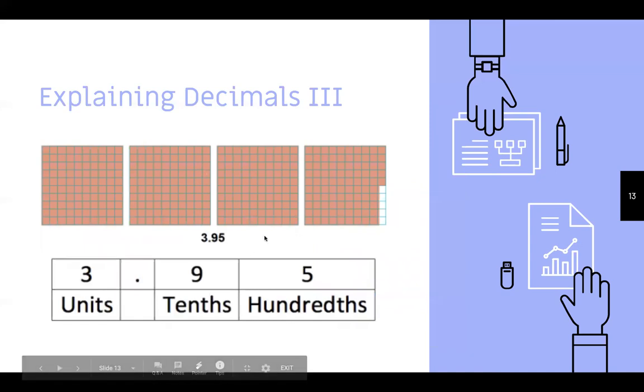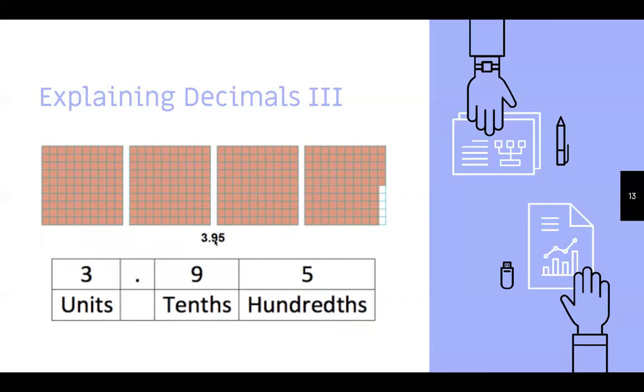So let's do it with a bit bigger number. We have 3.95. Well, we have 3 whole squares shaded. Now we have to deal with the 0.95. Let's just go by columns, because that's what they did. They shaded 9 columns, which is 90 squares, because that 9 in the tenths spot means 9/10, or 90 squares.